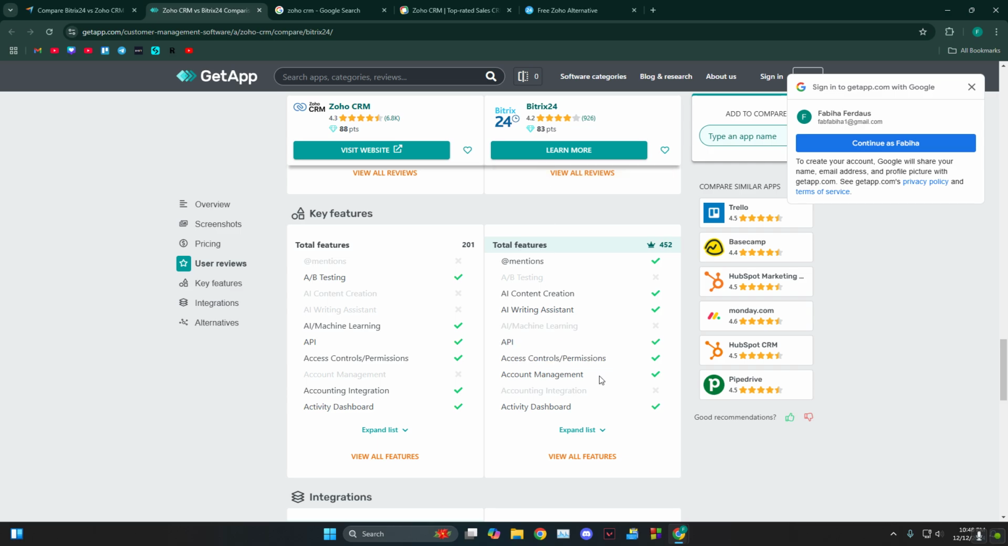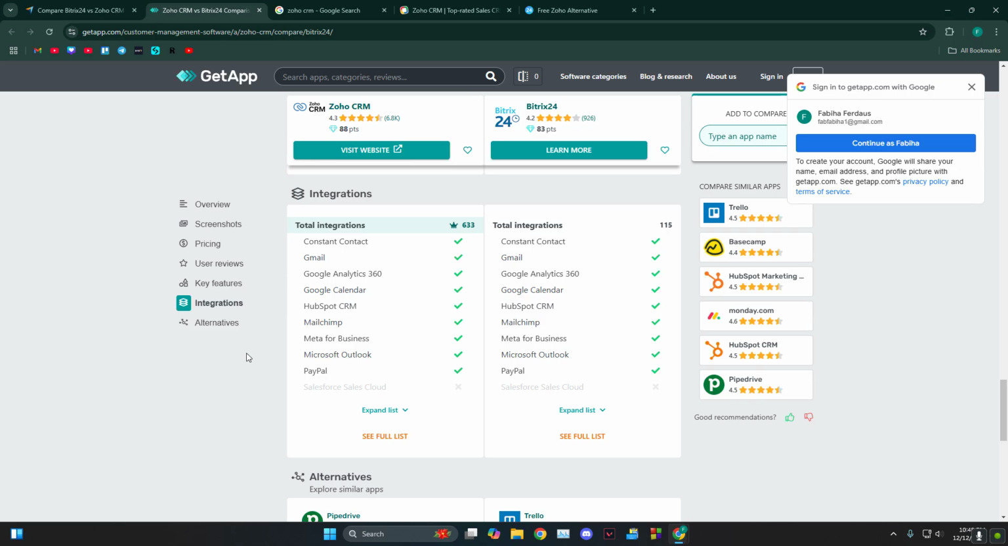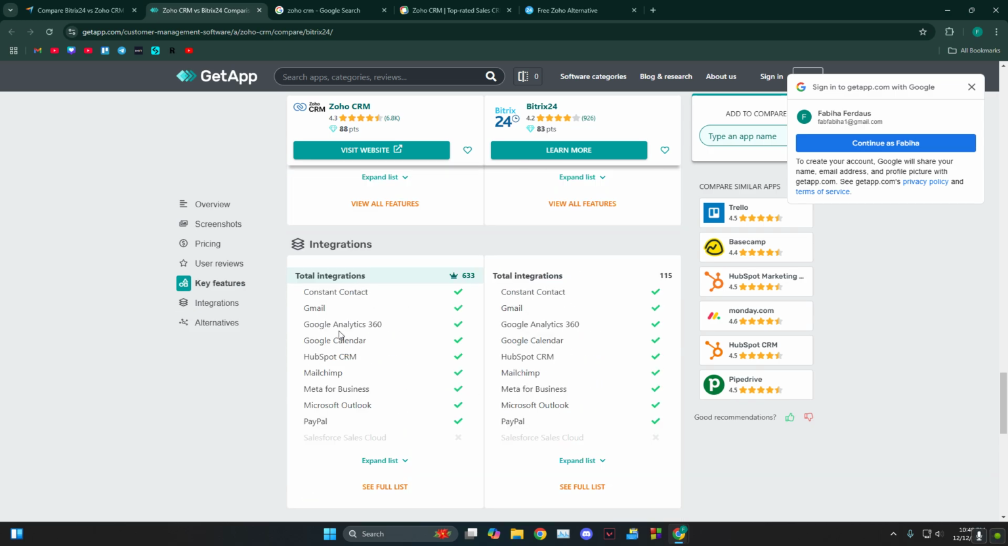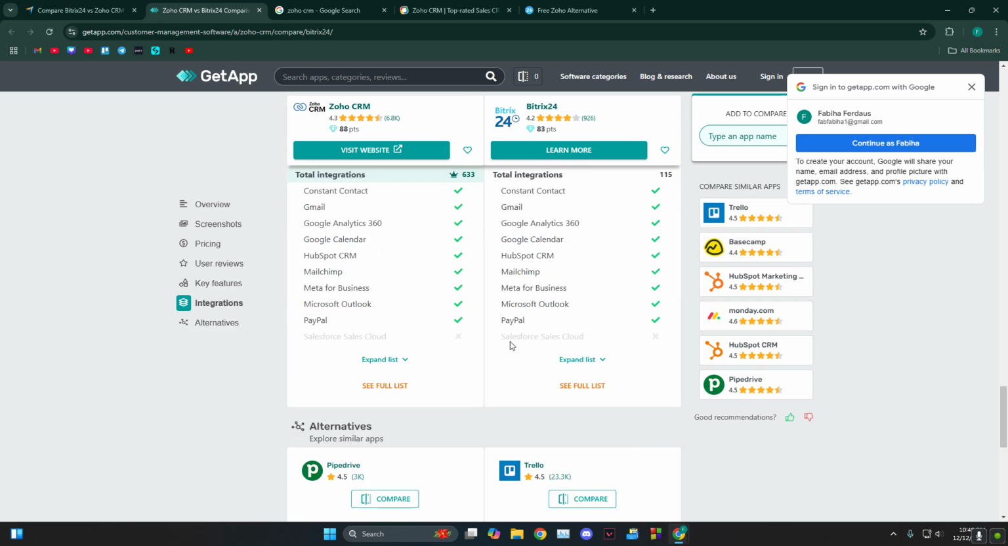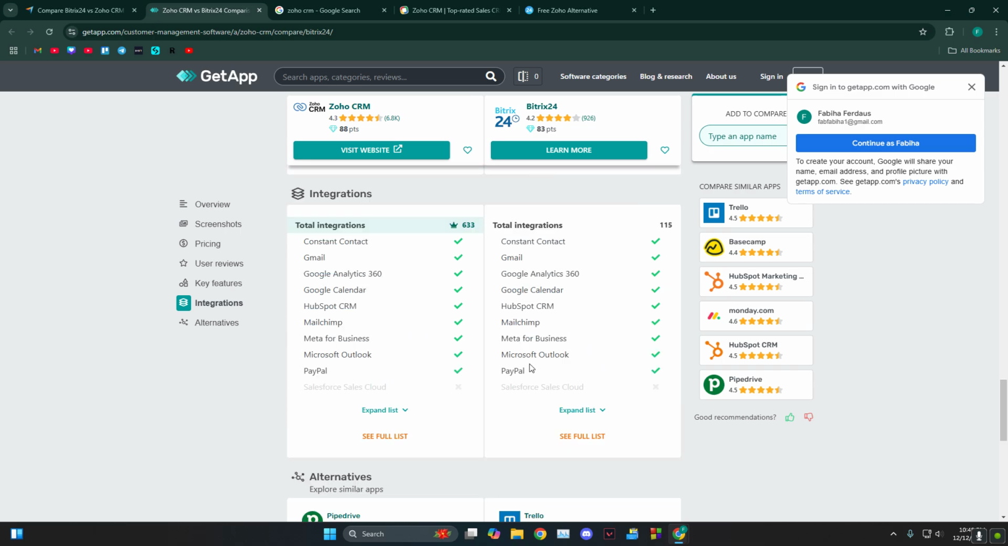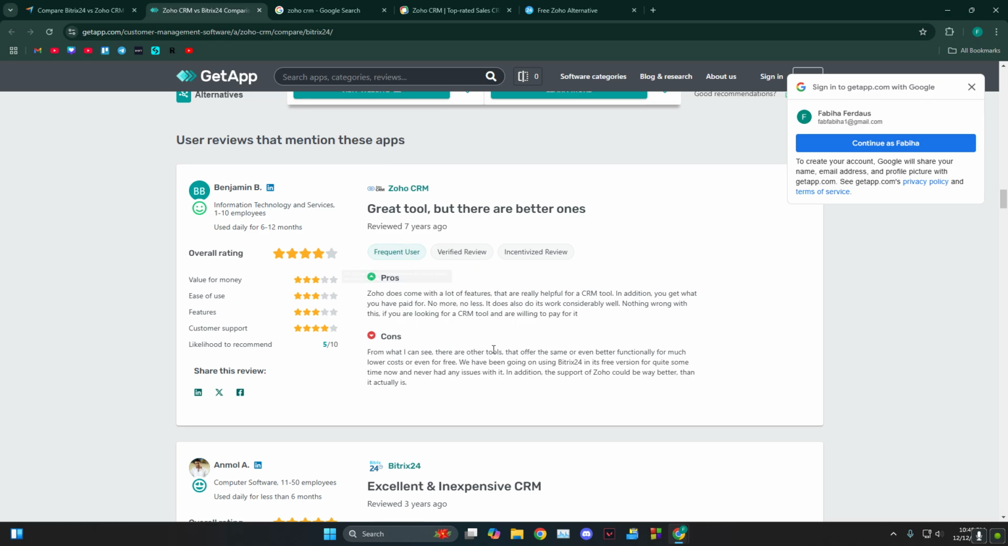I'm mentioning these features because for you, these two might have been very important. And if Zoho doesn't provide that, then obviously you'll go with Bitrix. So look at the key things that they provide and what they do not provide and choose accordingly. And then integration, it's honestly similar for them both. Oh, it's the same for both, my bad.